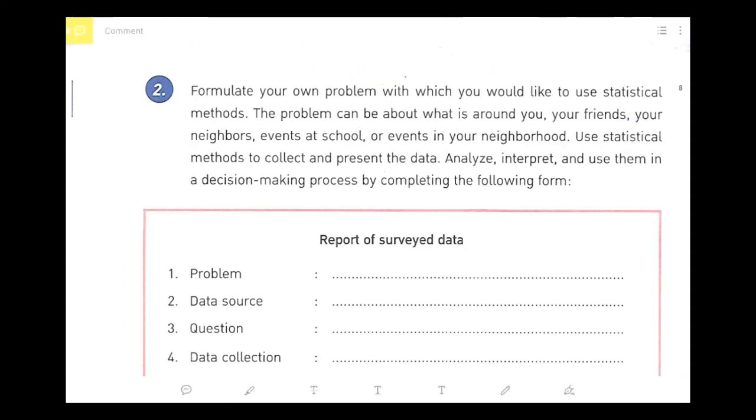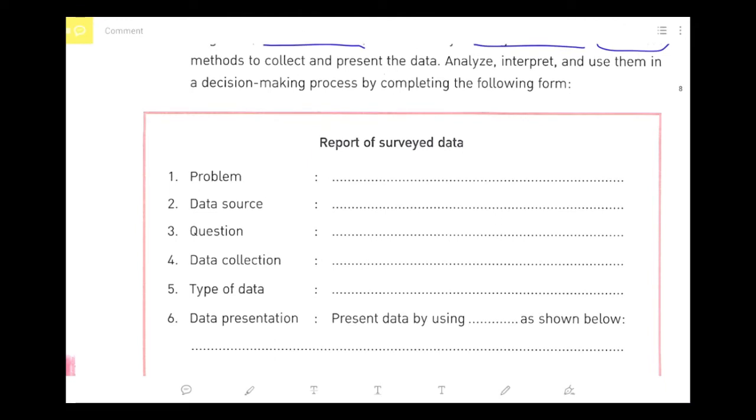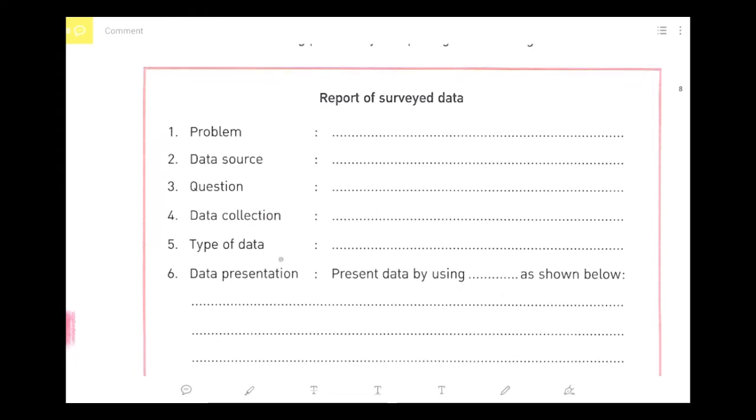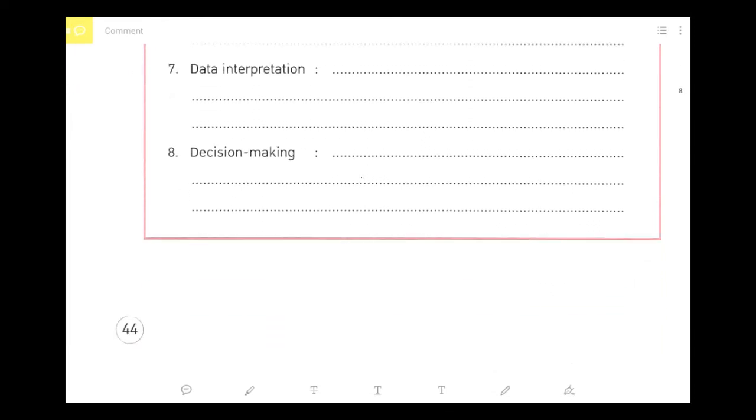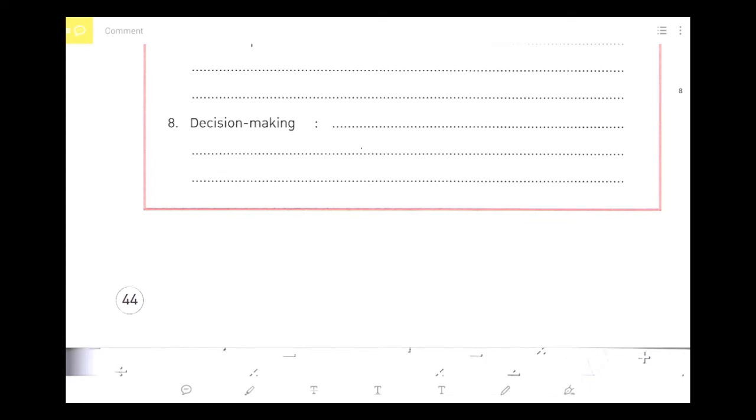Okay, it's all up to you. Think of your own problem. Think of your own data source. Think of your own questions. Think of the method that you are going to use for the data collection. What will be the type of data? What kind of presentation do you want to use? So think of it by yourself. What can you interpret? And then what is the final result? What is the decision making? So you think of it, you do it by yourself, and submit to me. I will tell you when you have to submit.